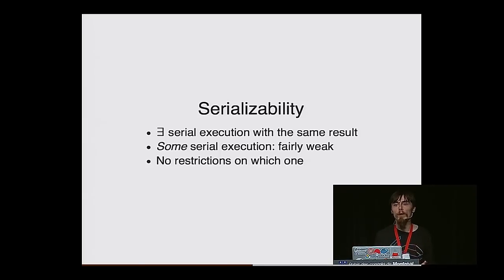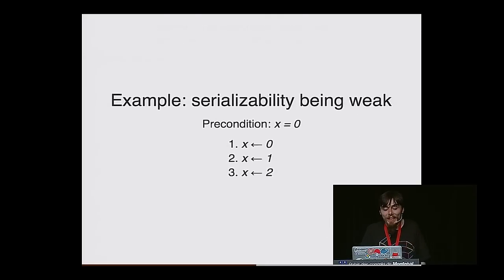Now that sounds really weak because I haven't said which order. All I'm saying is there is some order out there that I could have done this in and I would have gotten the same result, right? But there's a lot of orderings of all of the events in the world. So that can be very weak.